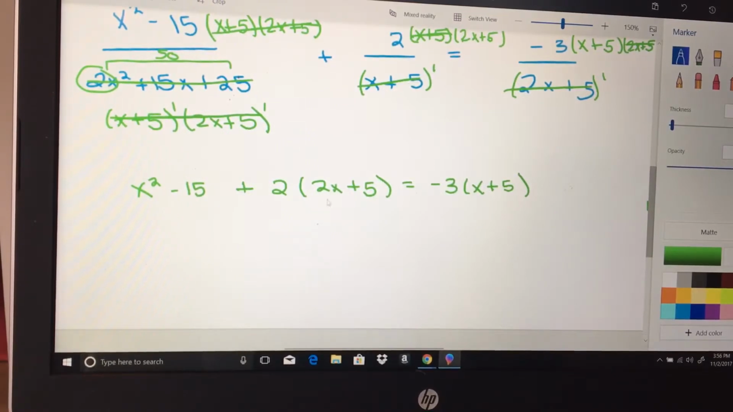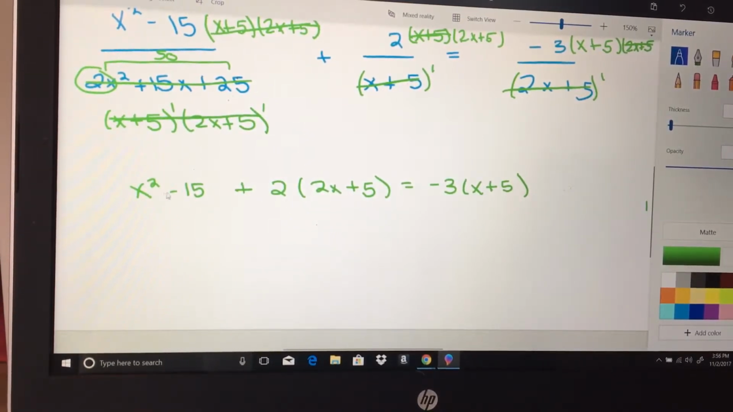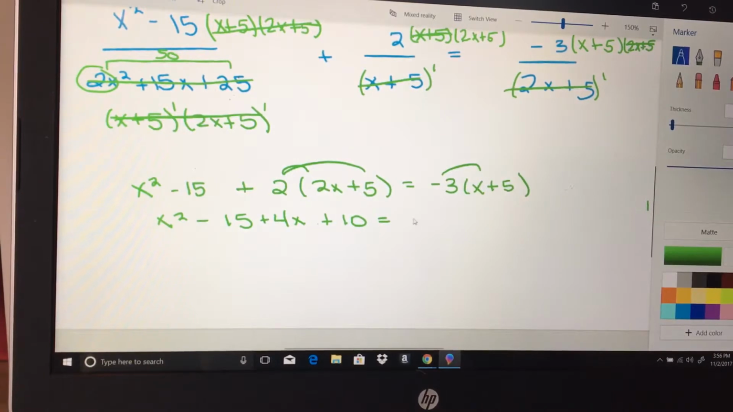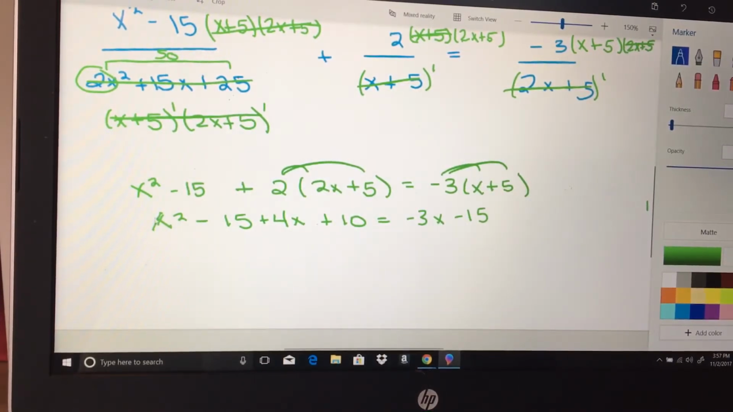So now I'm just going to go through and solve this problem. So I have x squared minus 15. This is going to give me a 4x and a plus 10. So we'll bring that down. And then here we have a -3x and a -15. And we're going to move everything over to one side and solve because we have an x squared, so we have a quadratic. So that's what we have to do for quadratics.